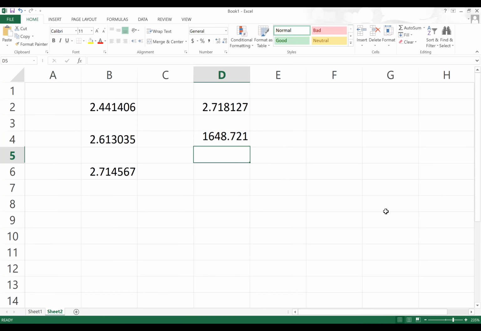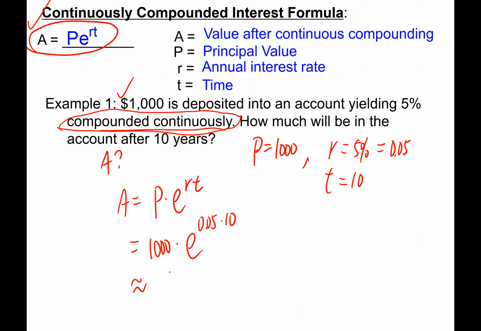Then the result turned out to be $1,648.72. So the ending balance is $1,648.72. Okay, and that's how you deal with this continuous compounding problem. And the formula actually is even simpler compared to the compound interest formula, right? Because of the nature of this.